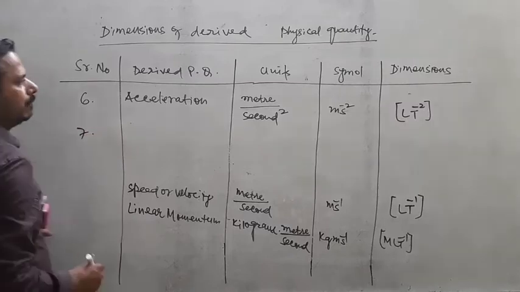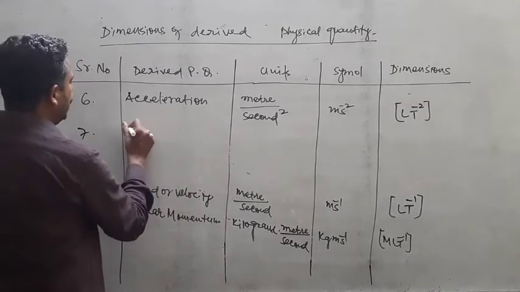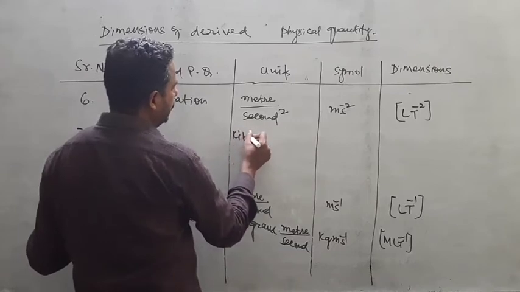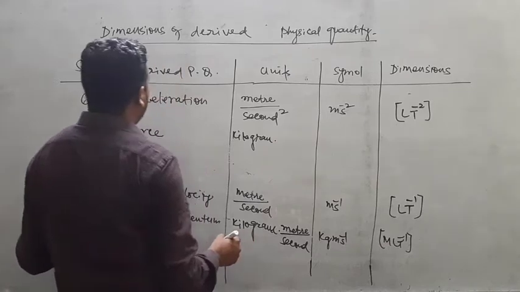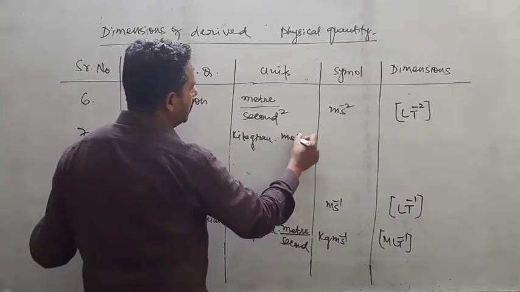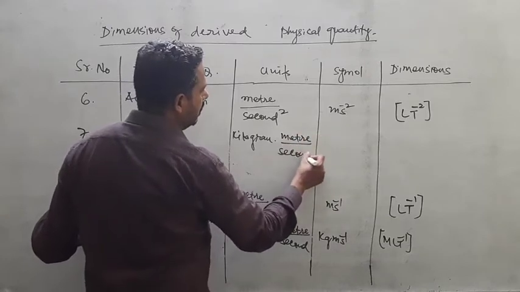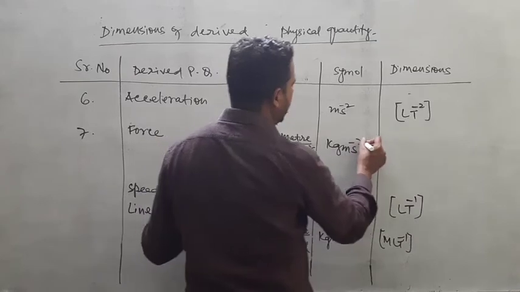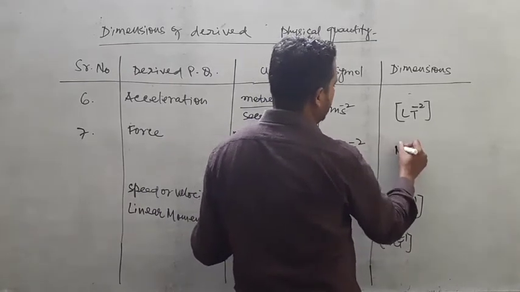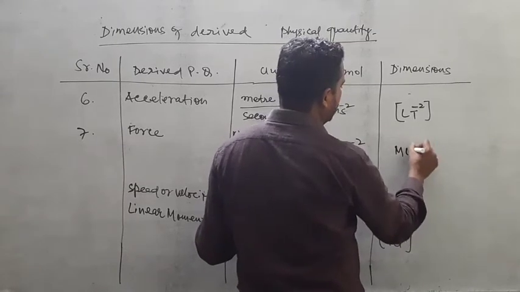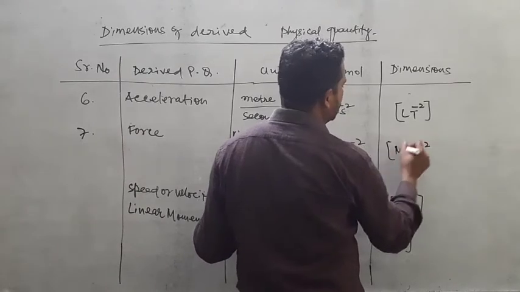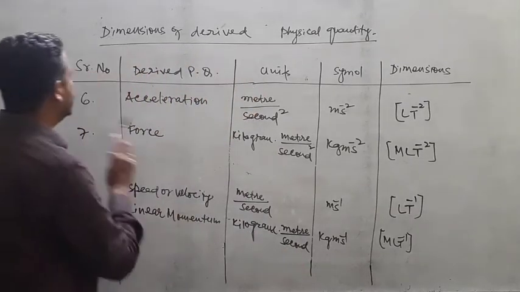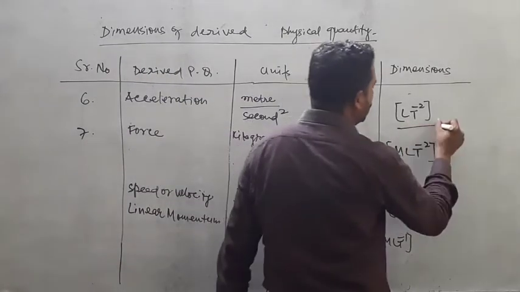Accordingly, if you want to find the dimension of force: force is the product of mass and acceleration. For mass there is kilogram, and for acceleration meter per square second. So the unit is kg meter per square second. In dimension, M for kg, L for meter, and T to the power minus 2 for time. So this is MLT^-2. You see here that force has dimensions MLT^-2 and acceleration has dimension LT^-2.